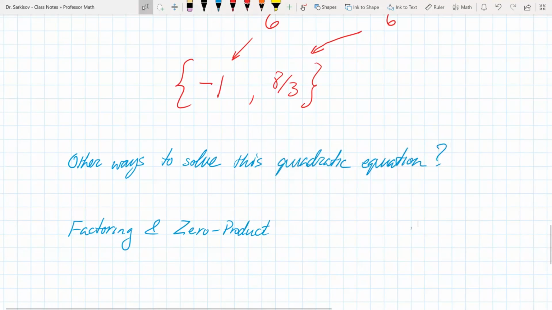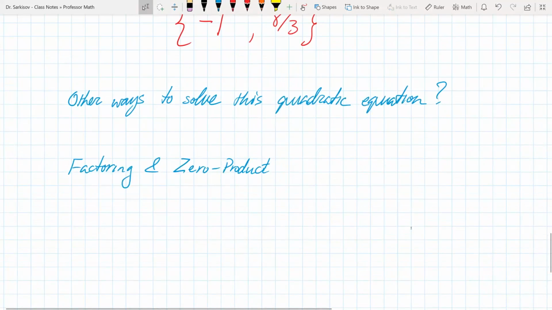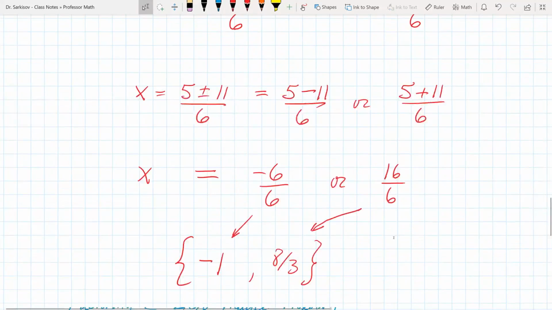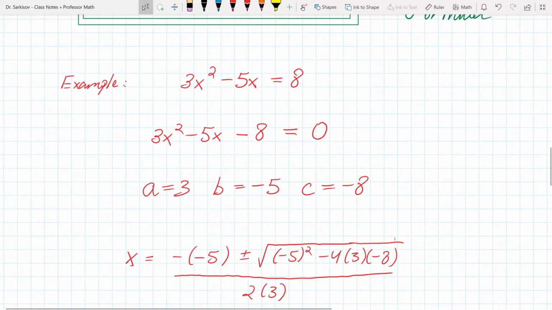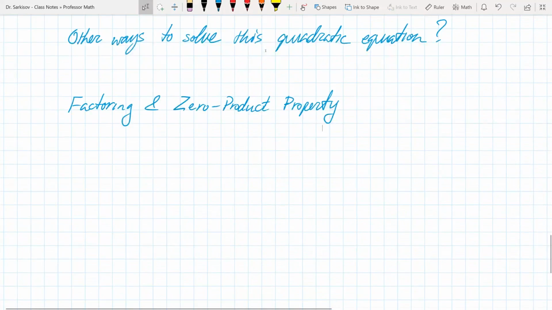So, solving this quadratic equation without the quadratic formula: factoring and the zero product property. Let's take the same quadratic equation. Let's see, what was it? It was 3x squared minus 5x equals 8. So we had 3x squared minus 5x is equal to 8, right?